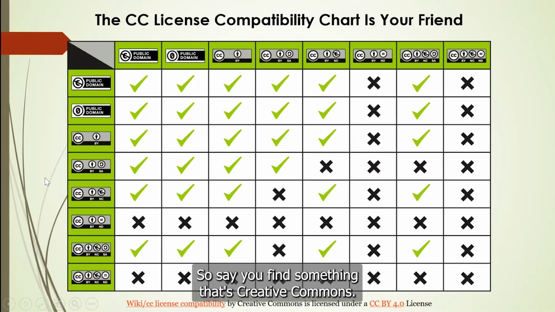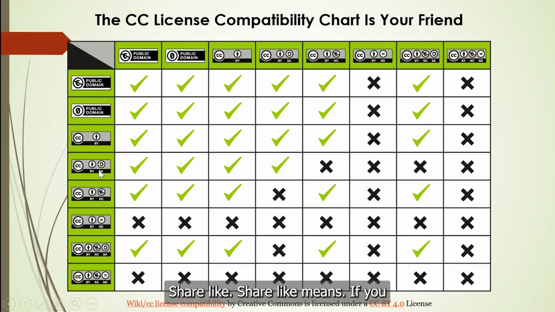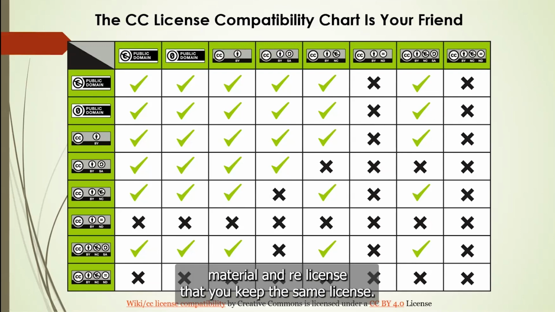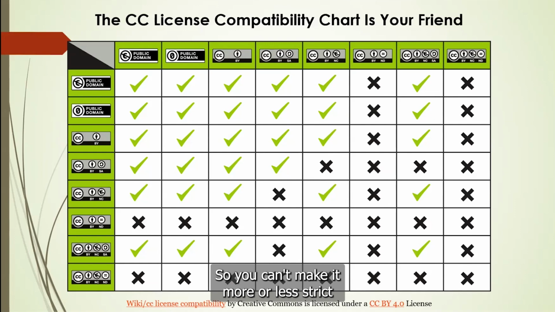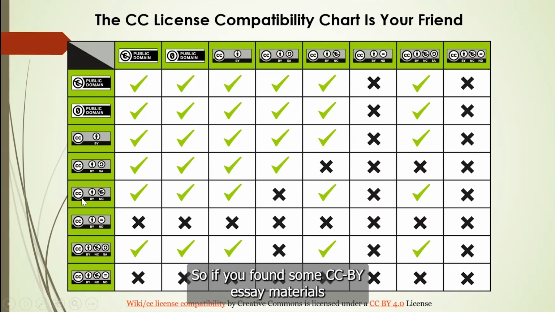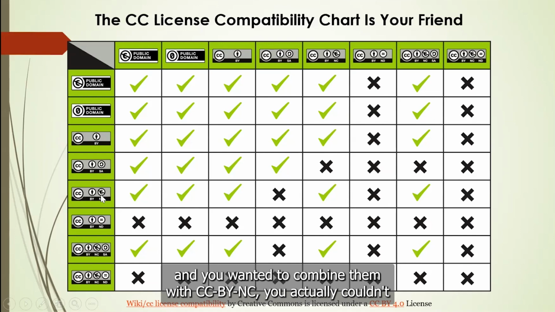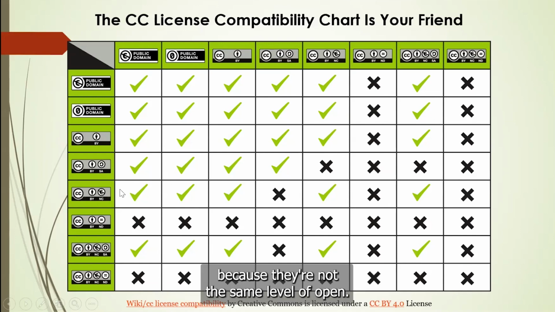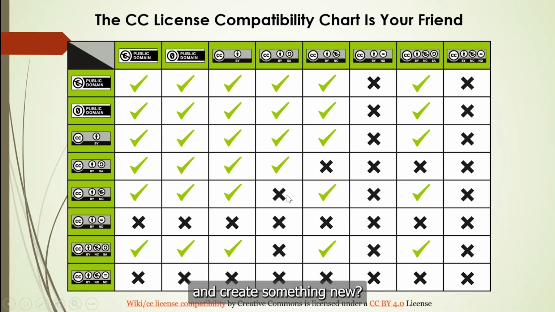So say you find something that's Creative Commons share-alike. Share-alike means if you adapt the material and relicense it, you keep the same license. So you can't make it more or less strict. And then NC just means you can't charge for the materials. So if you found some CC BY SA materials and you wanted to combine them with CC BY NC, you actually couldn't because they're not the same level of open. So this grid would tell you, can I mix them together and create something new?